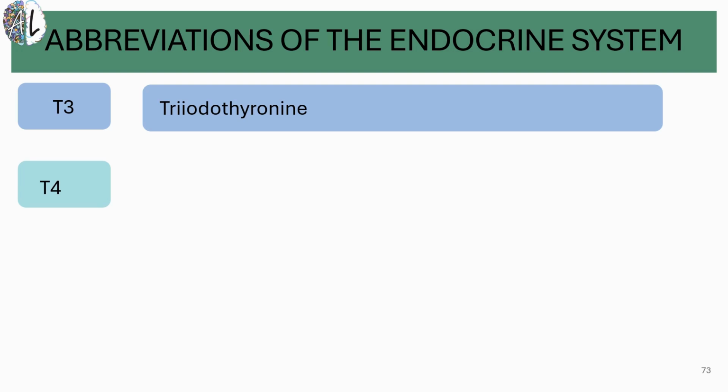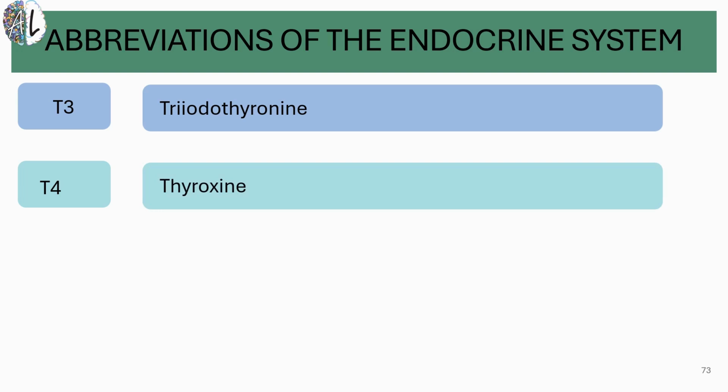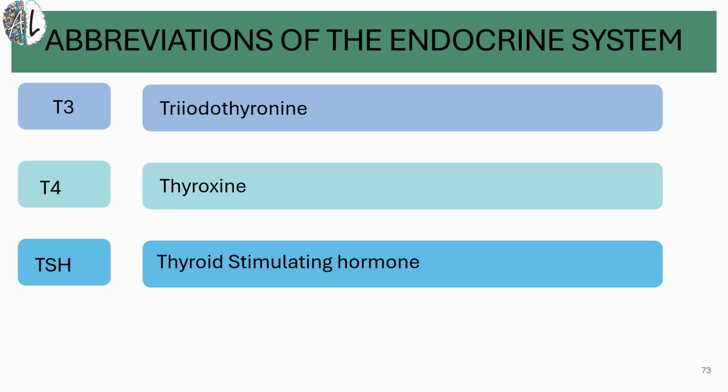Next up is T4. T4 stands for thyroxine. Thyroxine also comes from the thyroid gland, and again, because they're numbered like this, that should help you to associate them with the thyroid gland. TSH is up next. See if you can find what it means. TSH stands for thyroid stimulating hormone.